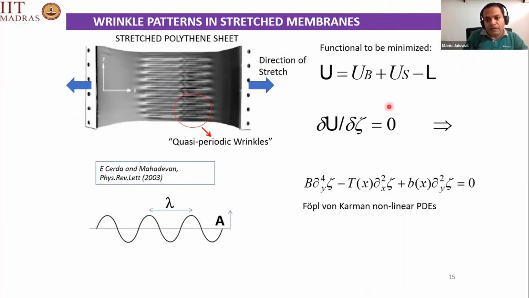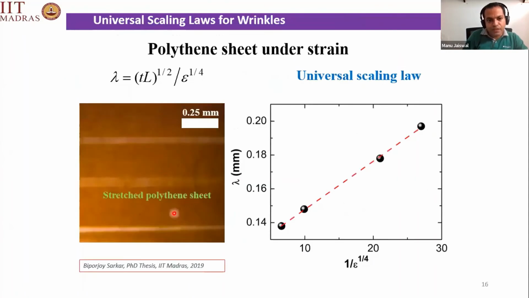But there are very nice scaling laws developed by Sarda and Mahadevan. And from these scaling laws, we can understand what would be the wrinkle wavelength and wrinkle amplitude under a given condition of stretching. So for example, here there is a stretched polythene sheet, a very common object, and we have measured the wavelength as a function of some power of the strain, and it follows the universal scaling law.